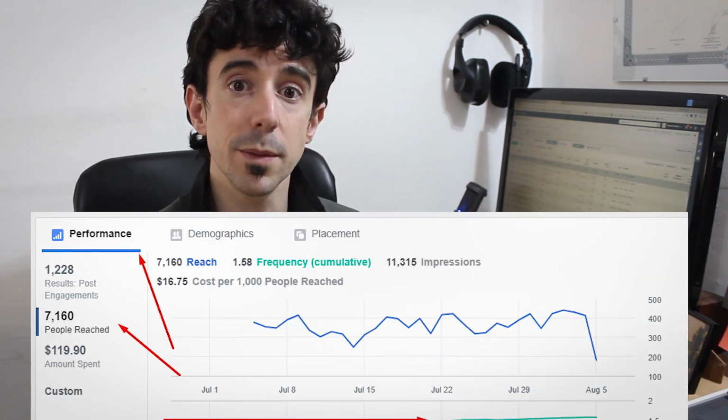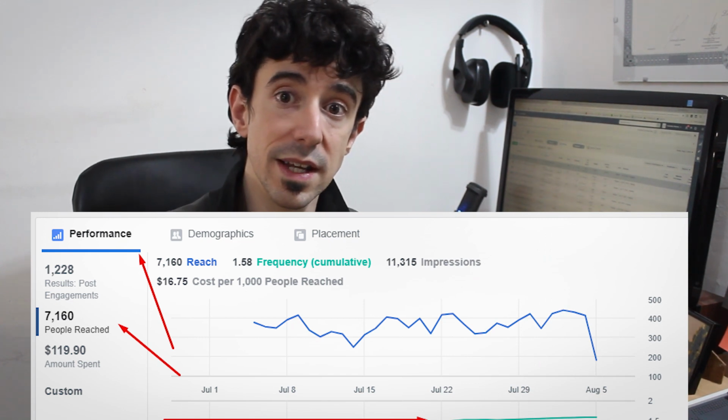And there's this thing called frequency that you need to keep your eye on. The higher the frequency, the more times people have seen your ads, and that could potentially bring ad fatigue. Ad fatigue means that people are seeing your ad or your creative, your image, so much that they just stop clicking on it. The minute that happens, Facebook will stop showing your ad altogether because they don't want to give a poor experience to the people within the platform.